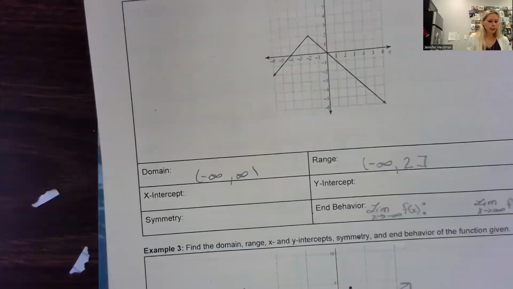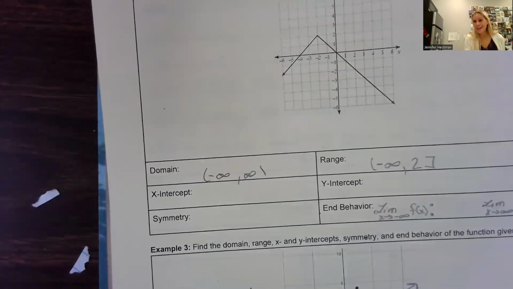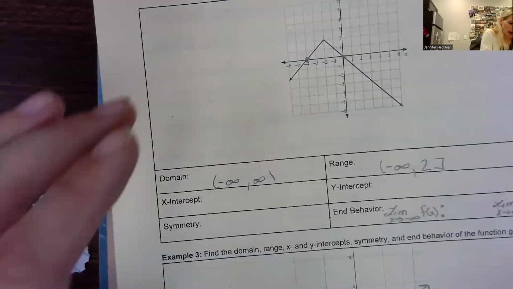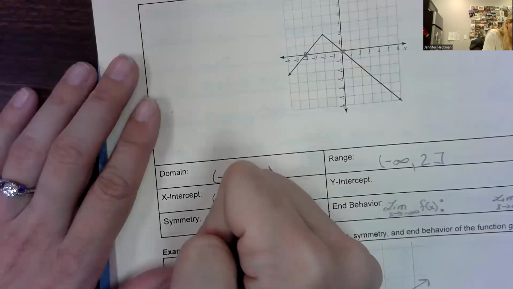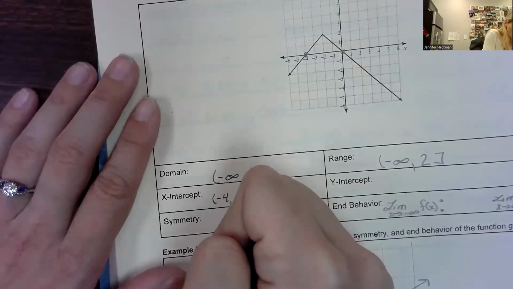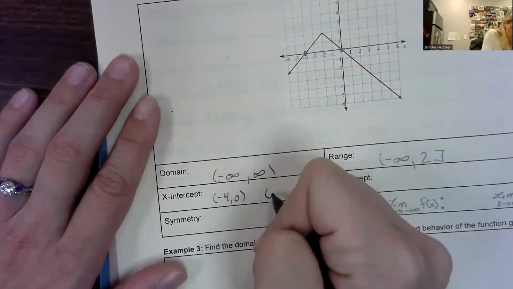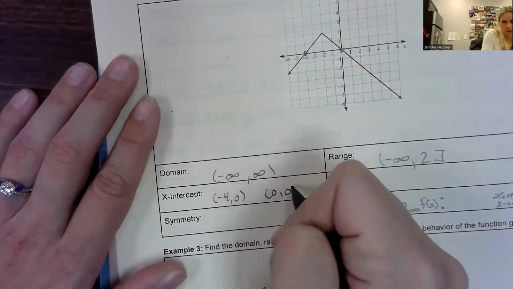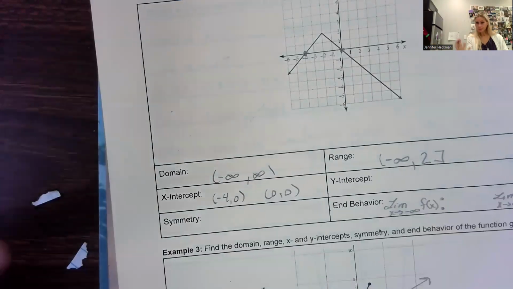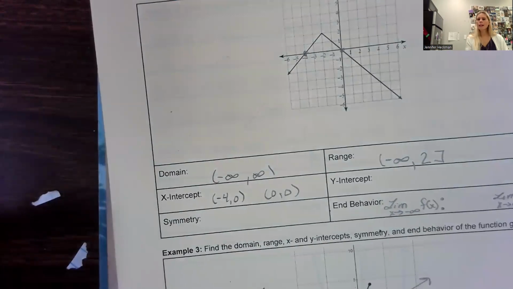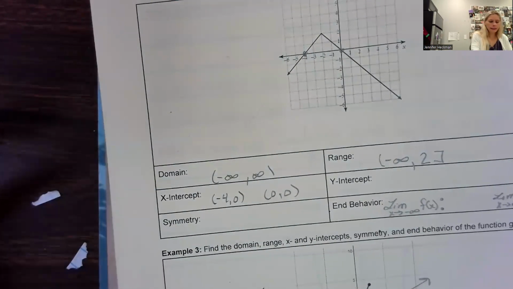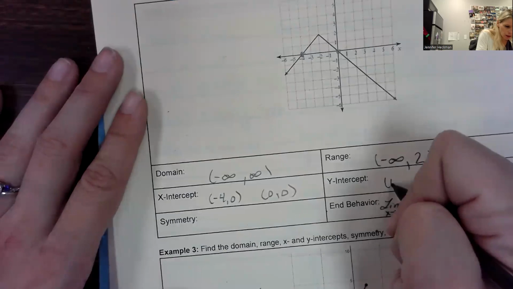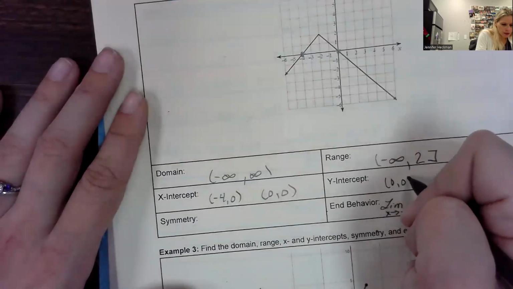Okay, x-intercepts. This time, where it crosses the x-axis. I see that there are 2 of them, right here and right here. So at -4, 0, and at 0, 0. Very good. Okay, coordinate pairs. Y-intercept, where it hits the y-axis, so that is at 0, 0.